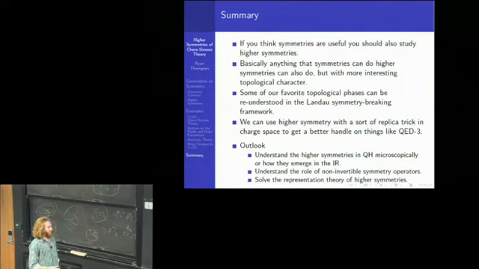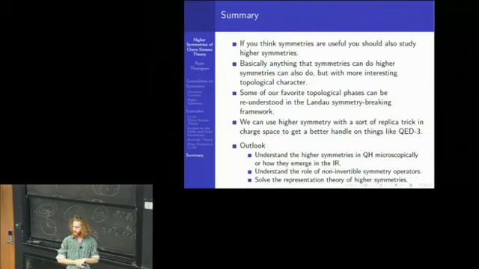OK, so here's my summary. If you think symmetries are useful, you should also study higher symmetries. They're not that mathematical and scary. Basically, anything that symmetries can do, higher symmetries can also do, but with more interesting topological character. Some of our favorite things can be re-understood using higher symmetries. We can use higher symmetry as a sort of charge replica trick, like I just did, starting with a theory with charge 2 objects going to a theory with charge 1 objects and studying that gauging procedure.